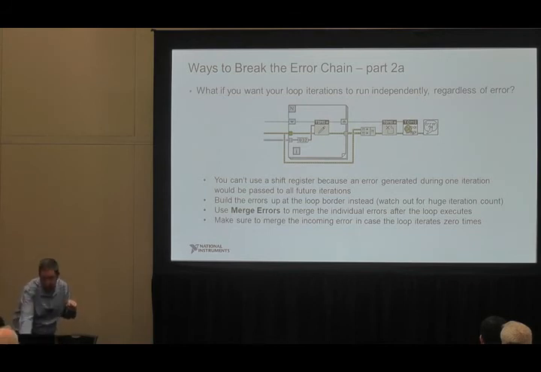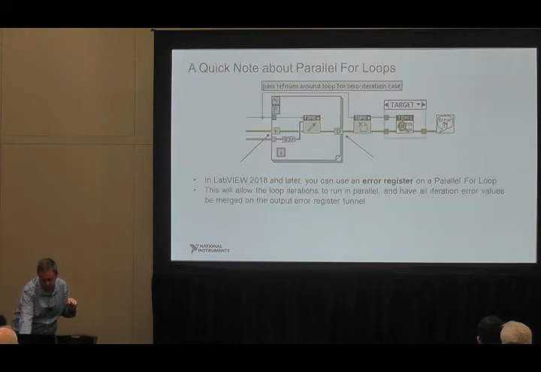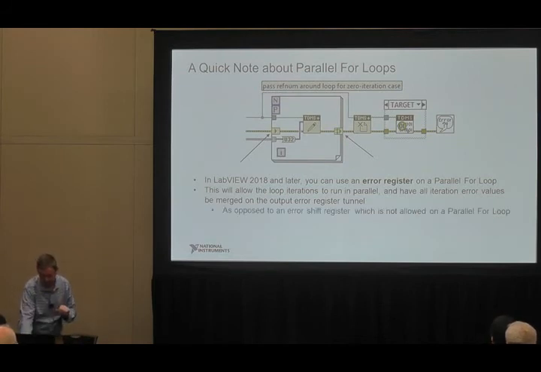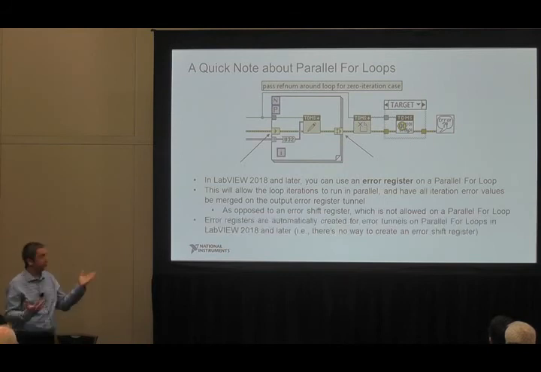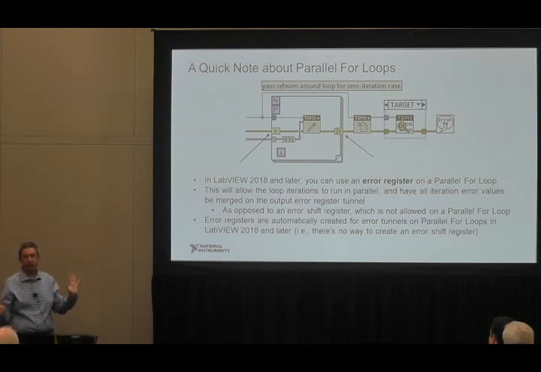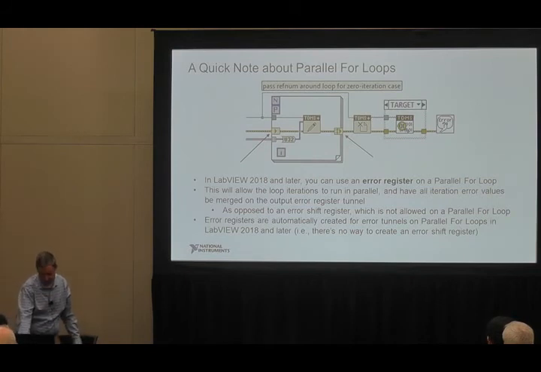Is it only for parallel for loops? Only for parallel for loops, that's right. So the iterations can still run in parallel, just like before, but those errors get merged up and combined in a nice way for you behind the scenes on the output. You don't have to do anything special to create these. Just right-click on the error tunnels. I think we did change the wording of the right-click menu to convert to error register. I don't remember offhand, but either way, they just get made automatically for you, and now you get that functionality for free.